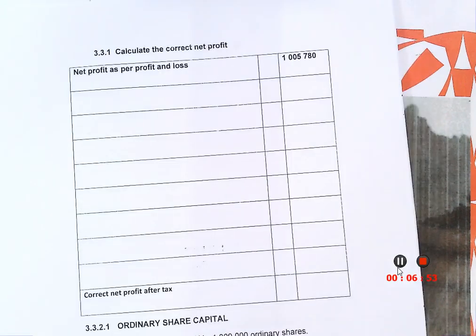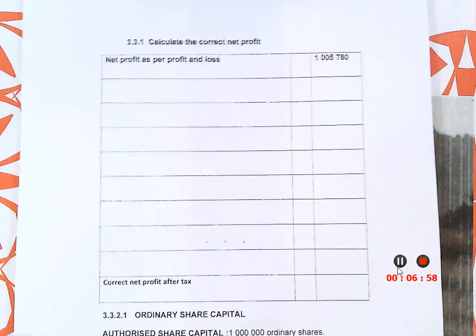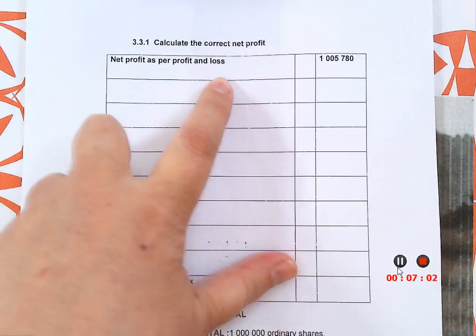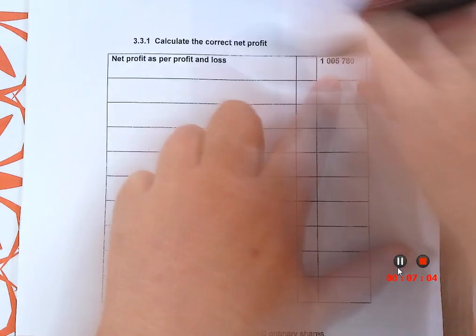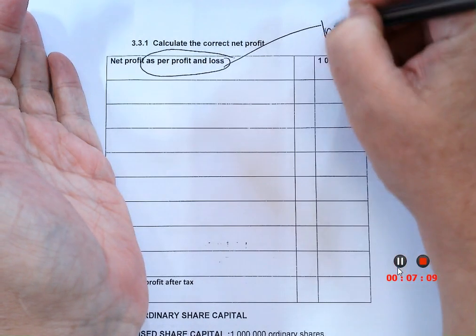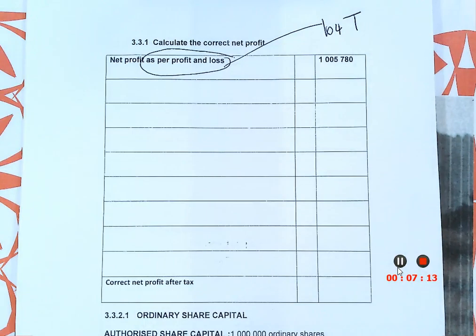If I look at this, calculate the correct net profit. Now, net profit as per profit and loss. The fact that they say it's as per profit and loss means it's before tax. Because if I do the profit and loss account, net profit does not include tax. Where do I calculate the tax? Only in the appropriation.